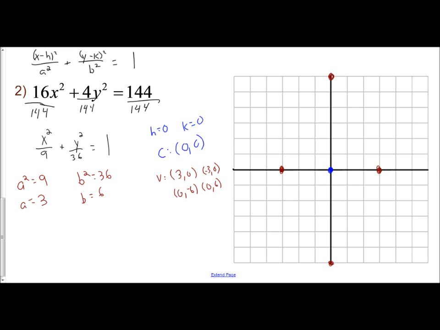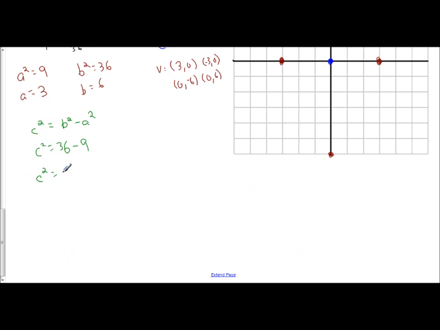And so now let's work on finding our foci. So the foci use the formula c squared equals the larger of the two, so that would be b squared minus a squared. So c squared equals 36 minus 9, which means c squared is 27. So c is the square root of 27, which simplifies into 3 radical 3, which is approximately 5.2. So that's your c.